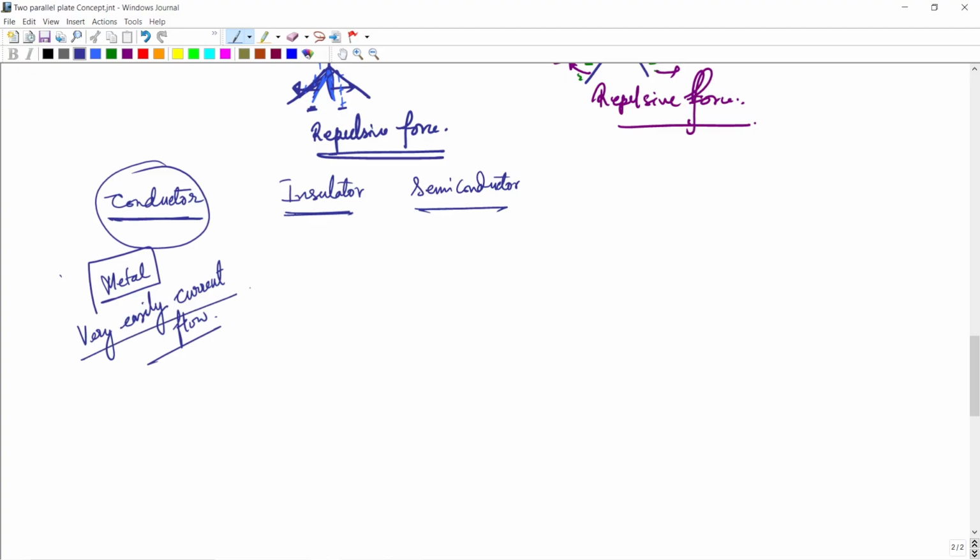Take any metal, it is a good conductor. And an insulator is a very poor conductor. Insulator means very poor conductor. Mainly they do not conduct electricity.